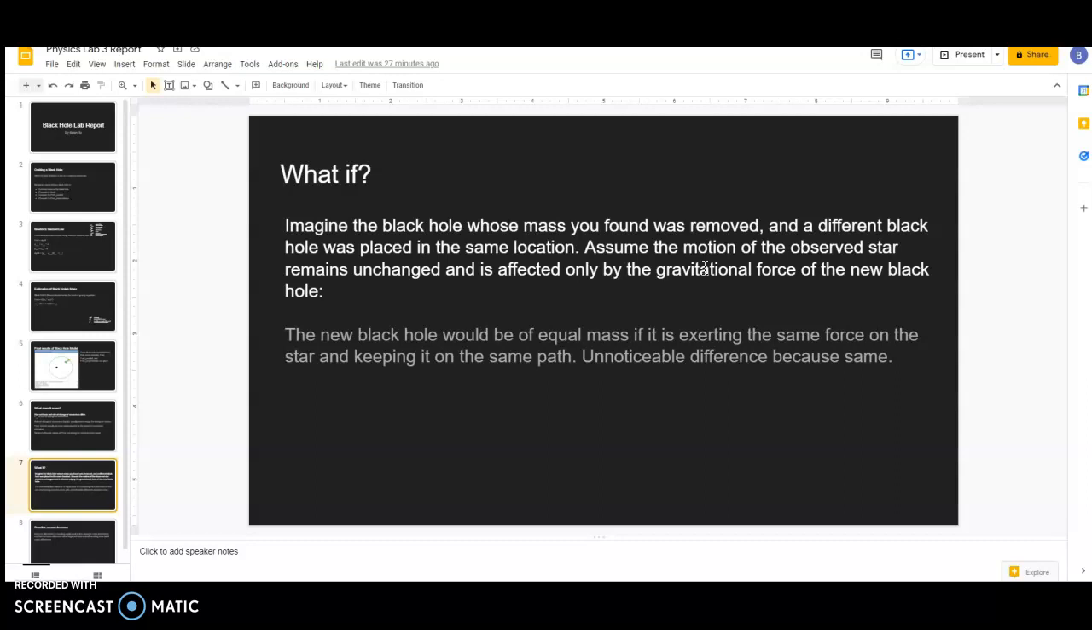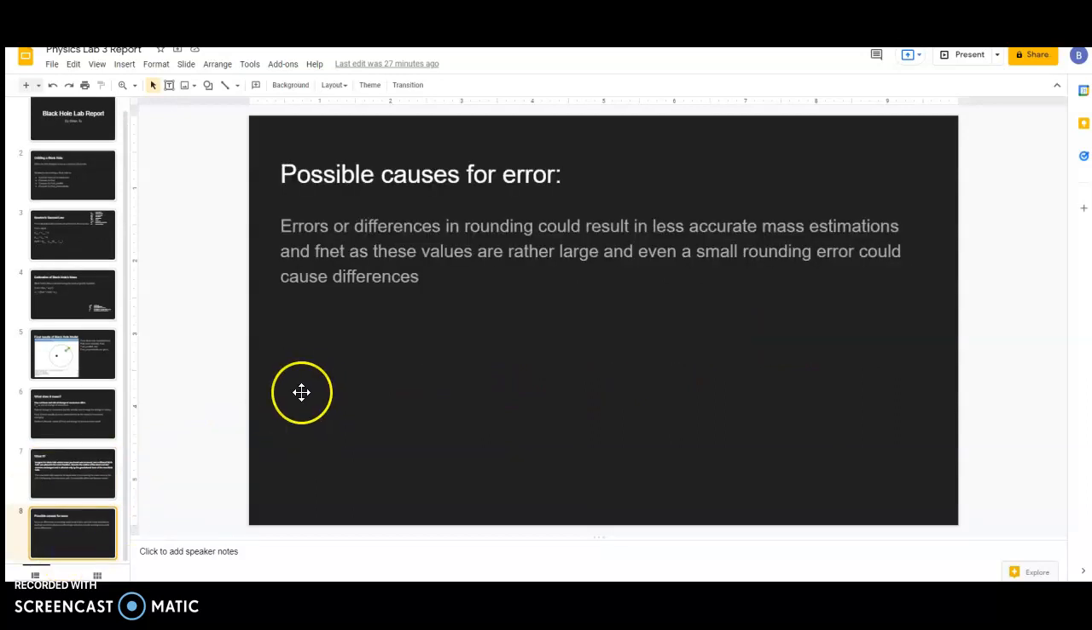Because these things are equal, and because the mass of the star remains unchanged, everything used to calculate the black hole's mass goes unchanged, and so it is impossible for the new black hole to have a different mass than the old black hole. And so the differences are not noticeable because they're the same.